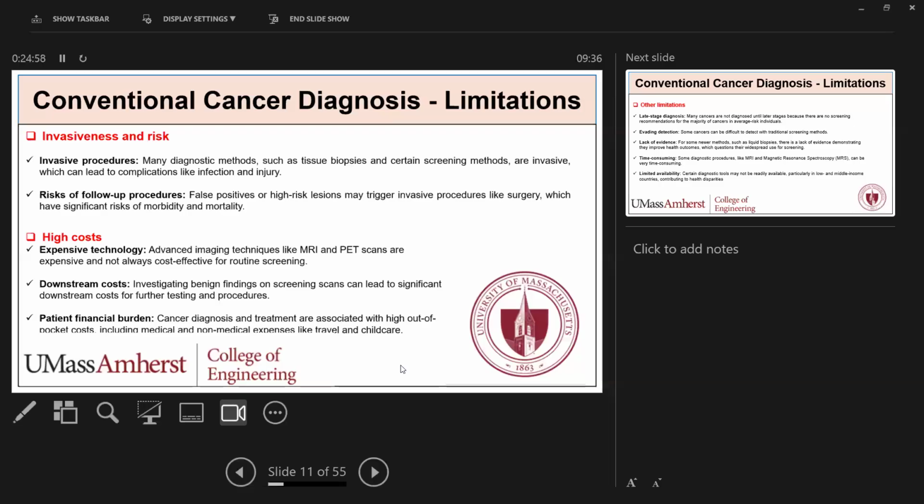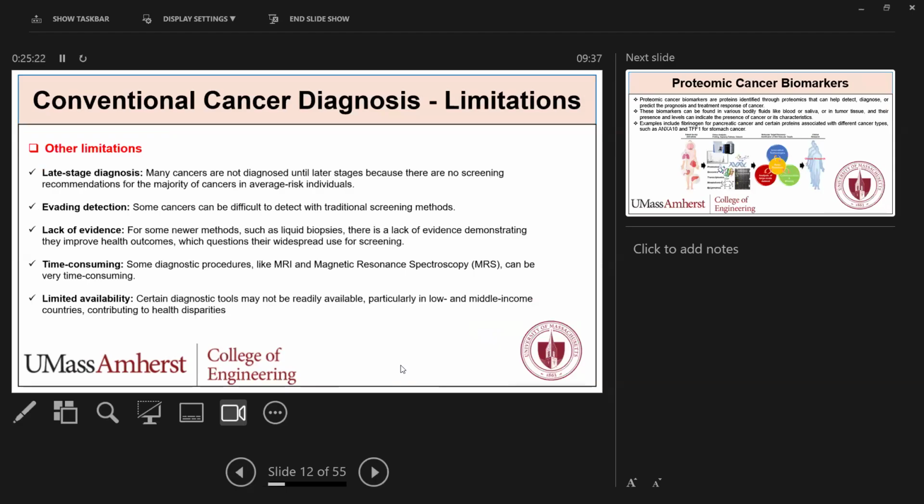So, invasiveness and risk, high cost, expensive technology. Advanced imaging techniques like MRI and PET scans are expensive and not always cost effective for routine screening. Downstream cost, patient financial burden. Not everyone can afford to give that much money for the treatment or for the diagnosis, right? And other limitations, as you all mentioned: late stage diagnosis, evading detection, lack of evidence, time consuming, limited availability.